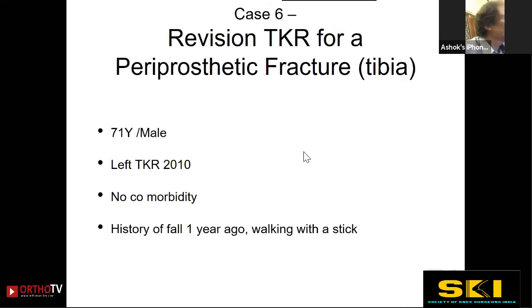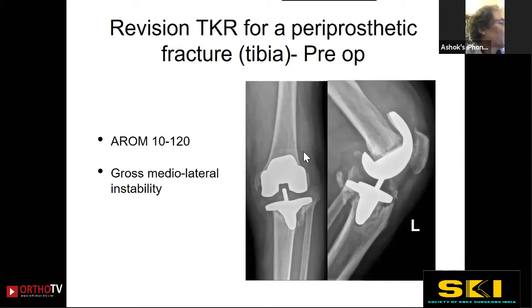This is a 71-year-old patient, left TKR in 2010. He had no comorbidity. He had a history of a fall a year ago. This was referred to me about, I think, 6 or 8 months ago. And can we see the pre-op X-rays?